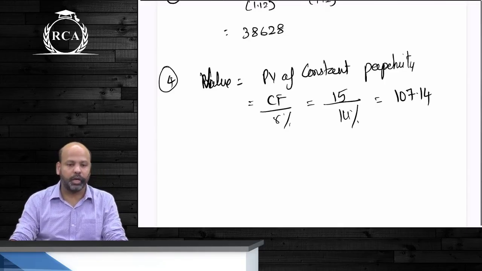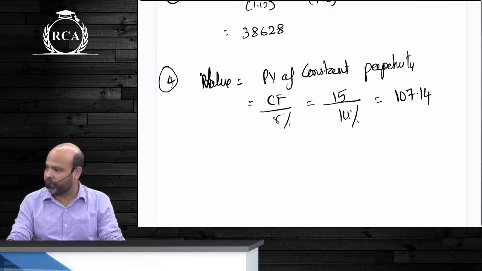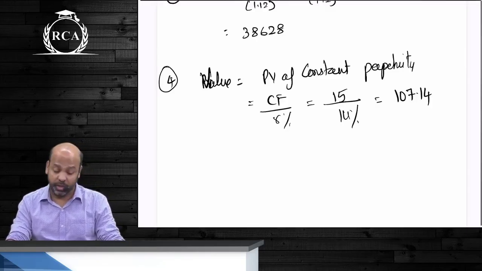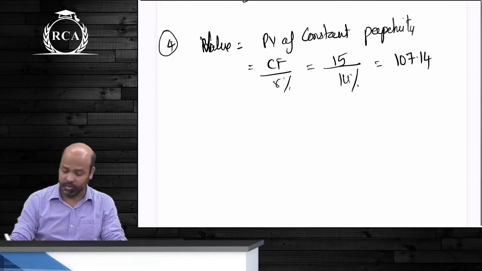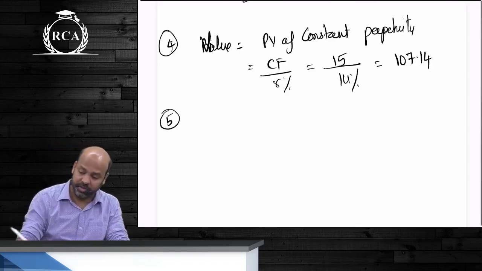107.14. Are we clear? This will be the present value, or the value of the equity share. What is the doubt? So next, guys, fifth example.